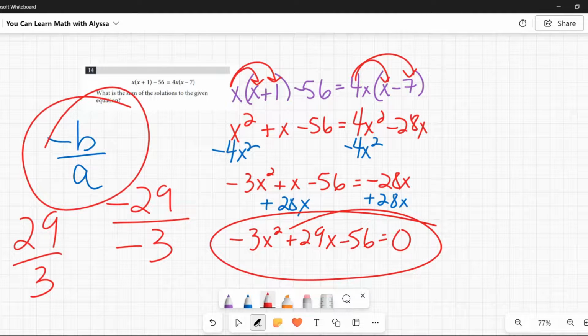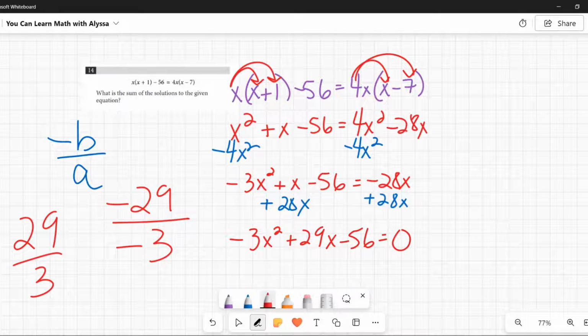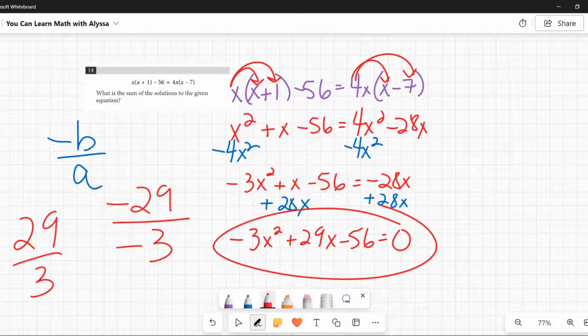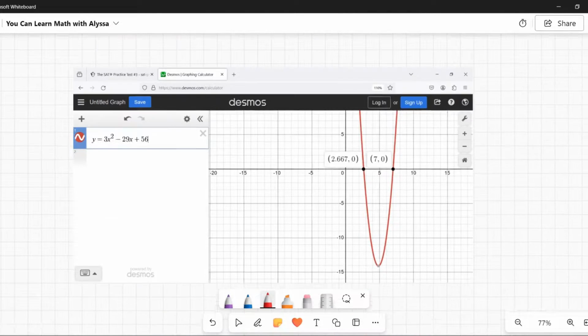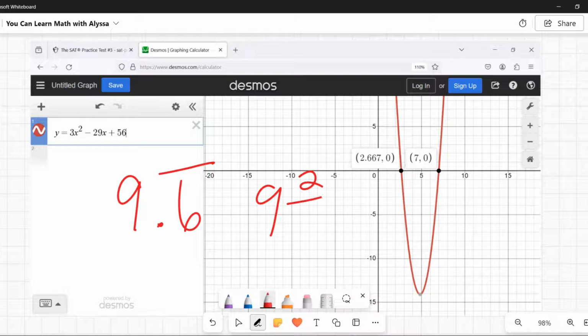And let's say you don't remember this handy dandy negative b over a is your sum. Then at that point, you can even just switch over and graph it. Negative 3x squared plus 29x minus 56. And if you graph it in Desmos, you're going to get that the two solutions there are 2.6 repeating, or 2 2/3, and 7. So you can add those together. The sum of those together would be 9.6 repeating, which is the same as 9 2/3, which is the same as 29/3, which we said was the answer. All three of those are acceptable answers. You can input any of those three and you will get it right.